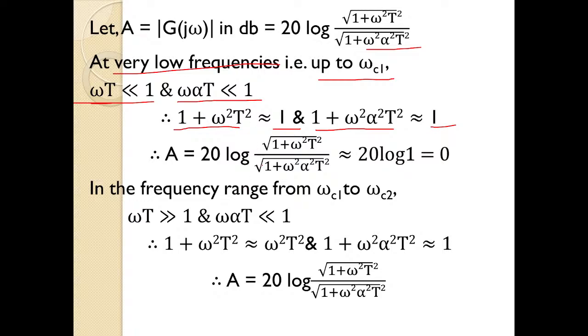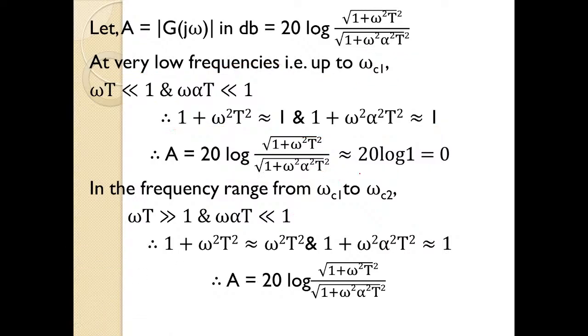Now substitute this condition in the above equation. Instead of writing 1 plus omega square T square, write 1. Root of 1 is 1. And in the denominator also, instead of writing 1 plus omega square alpha square T square, write 1. Root of 1 is 1. So root 1 by root 1 is 1 by 1, which is 1. So you will get 20 log 1.